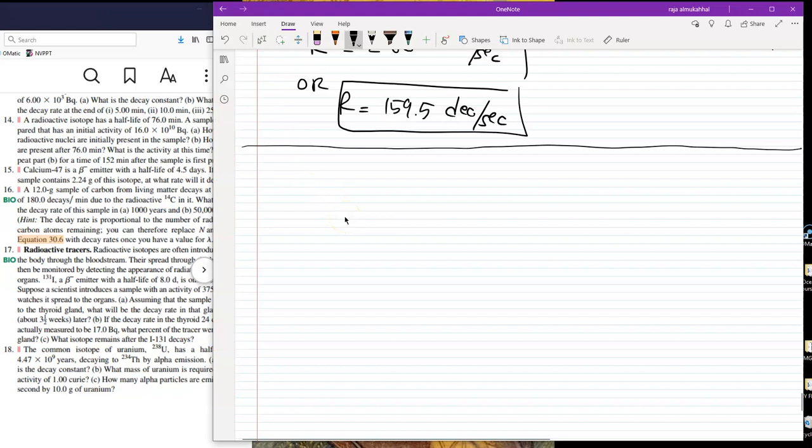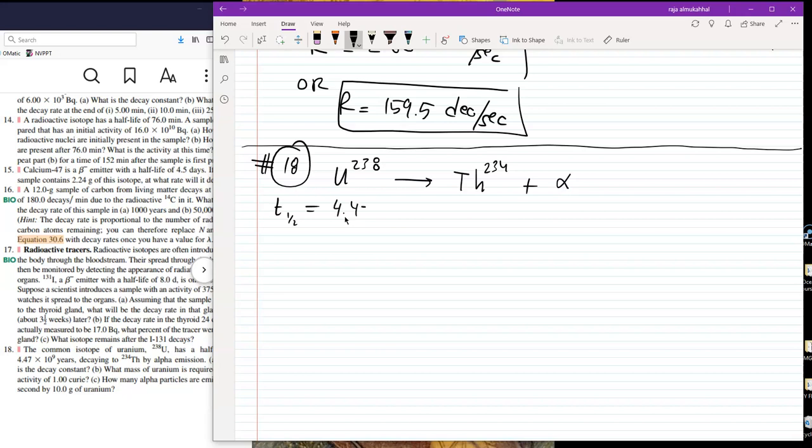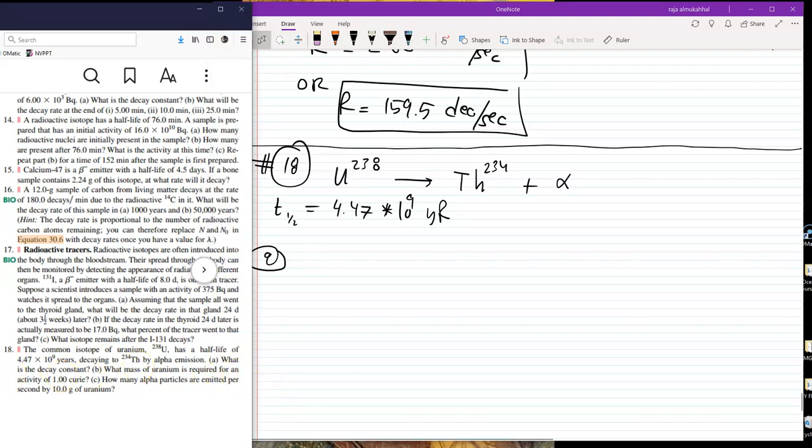Let's see. Okay, so let's write down the data. Uranium-238 converts into thorium-234 plus an alpha particle, right? Okay, half-life, he said, is equal to 4.47 times 10 to the 9 years. You got it in years, you want to convert to seconds, I guess. First question, he says, what is the decay constant?